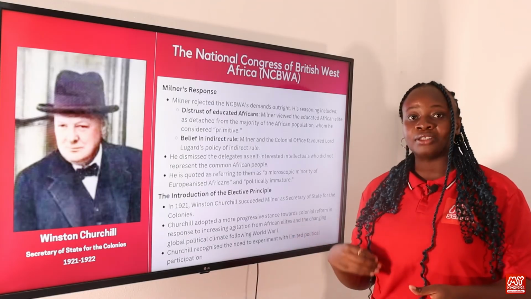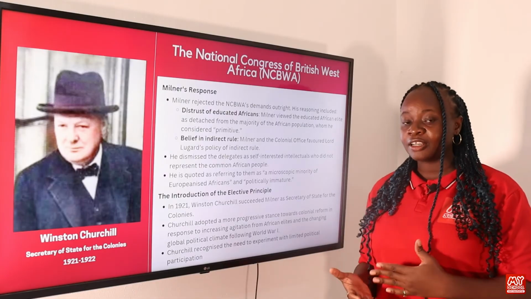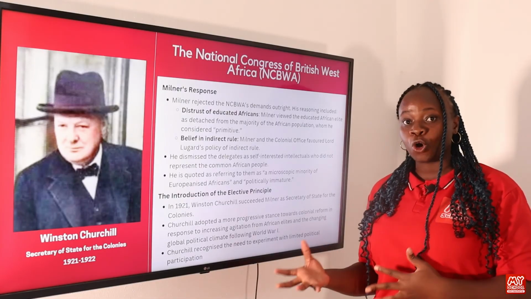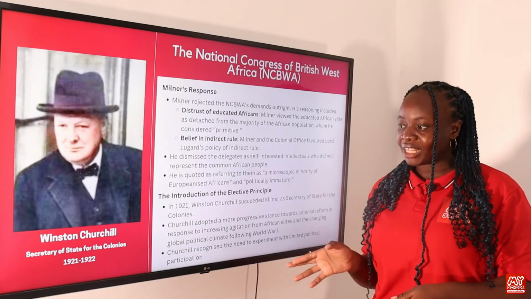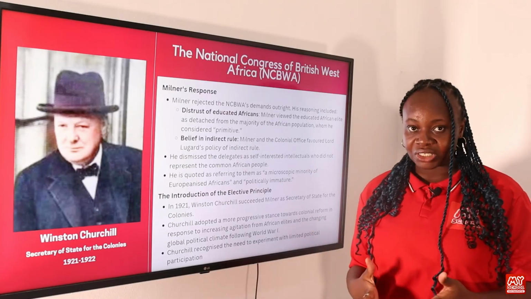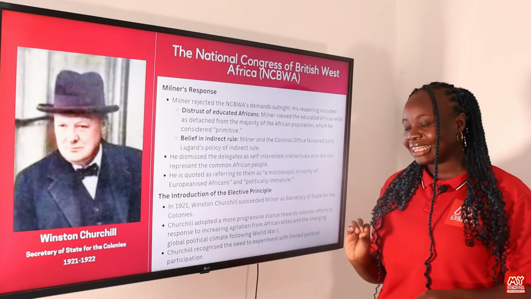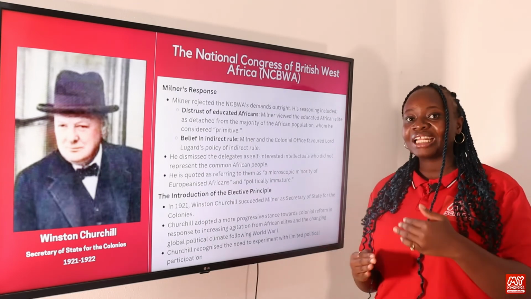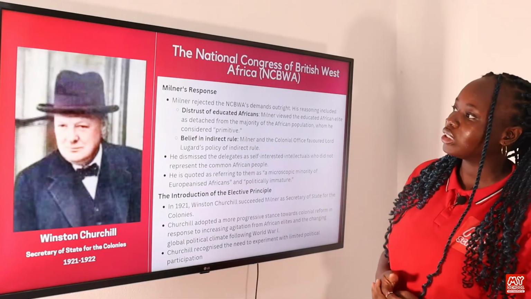And so Churchill and many other British authorities were trying to ensure that this public image of the British people began to dissipate. As a result of that, they decided to introduce the elective principle within many different African societies at that time. Churchill recognized the need to experiment with limited political participation so that they could gradually advance towards independence at that time. Now let's move on to the next slide.